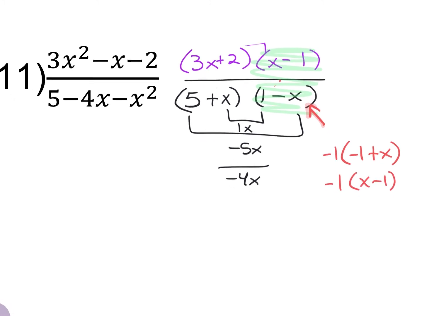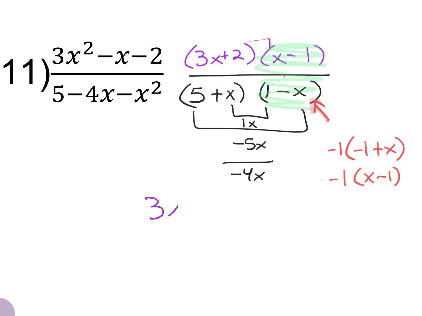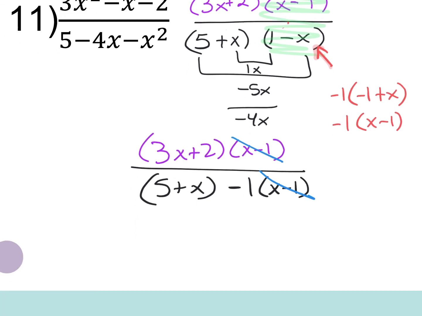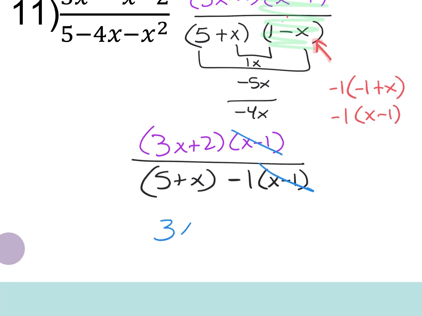So now the numerator stays the same. The denominator is now 5 plus x, the GCF, x minus 1. These will now cancel. And now I'm left with 3x plus 2 over 5 plus x, and then you can put the negative there in front.